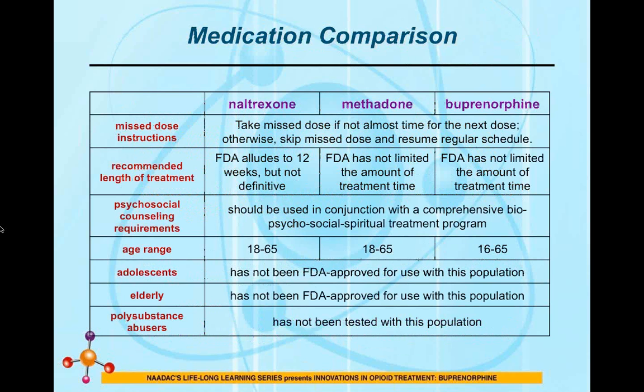So here's a little comparison chart between naltrexone, methadone, and buprenorphine to cover some of the big items here. Across the board, for missed dose instructions, just take the missed dose if it's not almost time for the next dose. Otherwise, just skip that missed dose and resume the regular schedule. You don't want to double up. That's a no-no for all of them across the board, especially methadone. If you take 2 doses of methadone, you're basically taking 2 doses of an opioid agonist. You're going to feel twice as euphoric and get twice the pain relief.